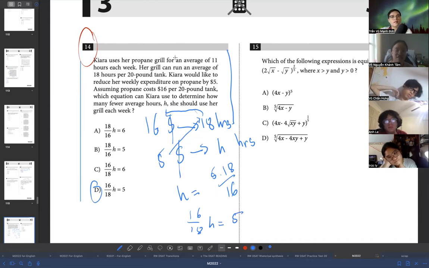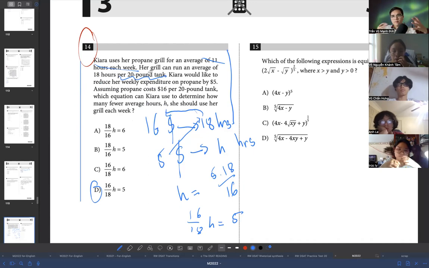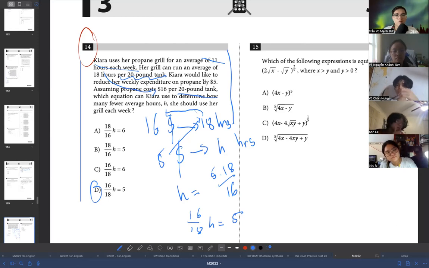Exactly. So this is ridiculously overstated because look, Kiara uses her propane grill for an average of 11 hours each week. One, redundant. Her grill can run an average of 18 hours per 20-pound tank. Two, redundant. So I'm just using $16 per 18 hours, right? So you can see it's just phrasing. 18 hours per 20-pound tank, but $60 per 20-pound tank. So essentially 18 hours per $16. And if Kiara would like to reduce her weekly expenditure by $5, she would have to know how many hours she would have to reduce.